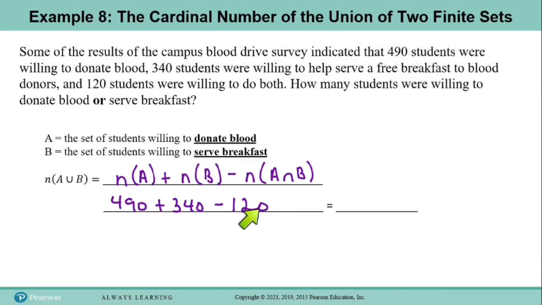So we just subtract them one time, so they're only counted once. And then 490 plus 340 minus 120 is 710. So there were 710 students who were willing to donate blood or serve breakfast.